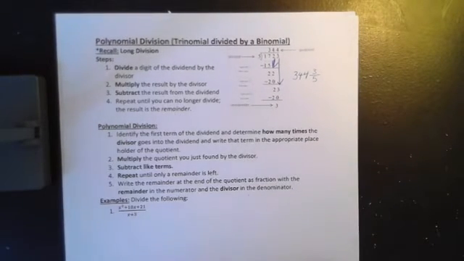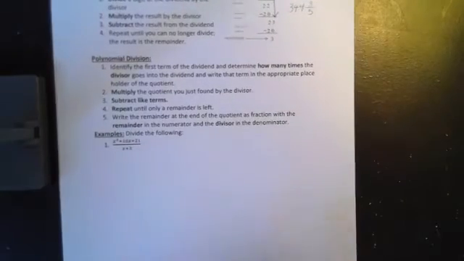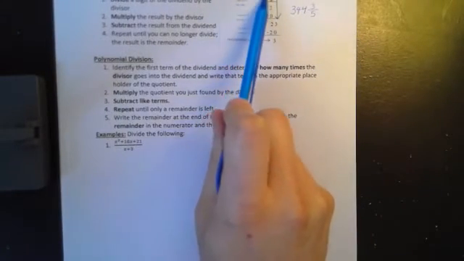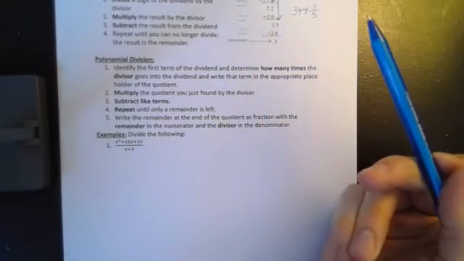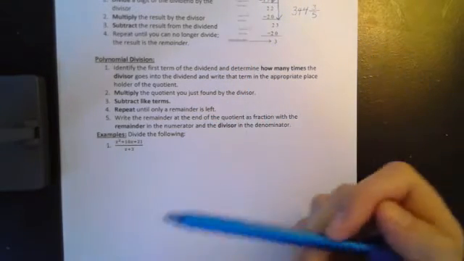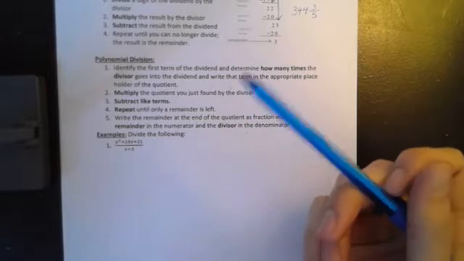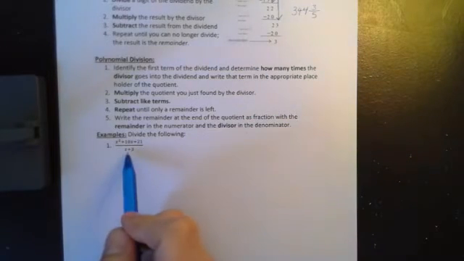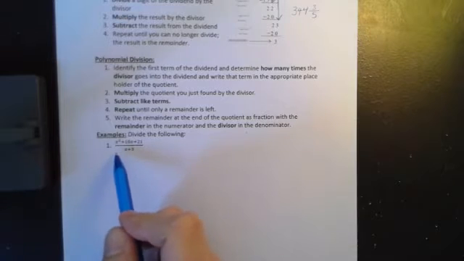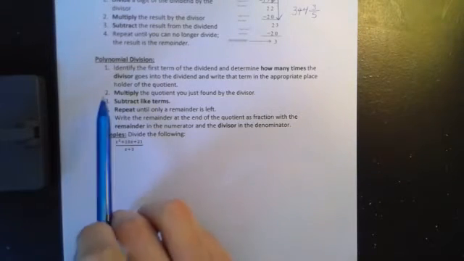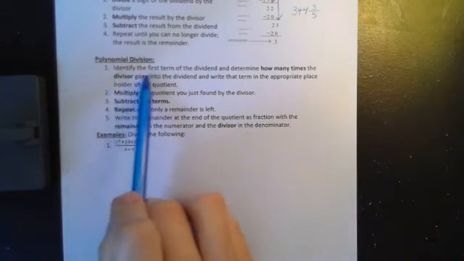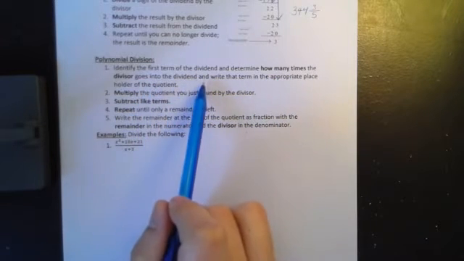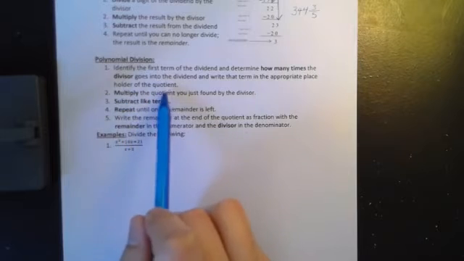Okay, so yesterday you talked about dividing a polynomial by a monomial. You're following the same steps here. You're looking to see how many times the divisor goes into the dividend, and then you come up with a quotient that way. When you're dividing by a binomial, you only care about the coefficient of the linear term, or of the highest term in the divisor. So the steps are the same as above: identify the first term of the dividend, determine how many times the divisor goes into it, and write the term in the appropriate placeholder of the quotient.